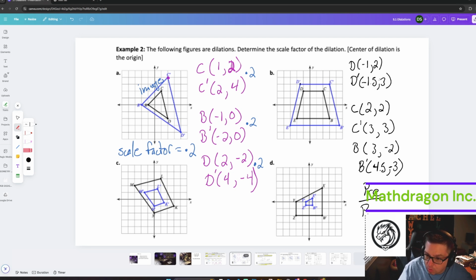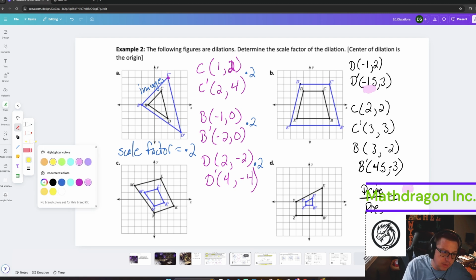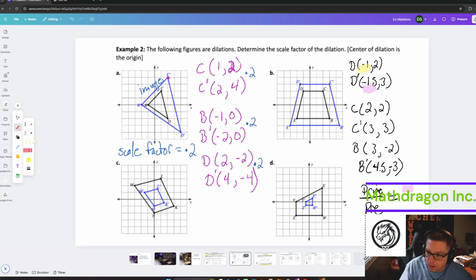Pre over prime. Oh, no. Let's try that again. Prime over pre. So we want to take the prime values, whether it's X or Y, take the prime value and put it up top, and then take the pre value and put it underneath. So that we have an idea of what it could possibly potentially be.